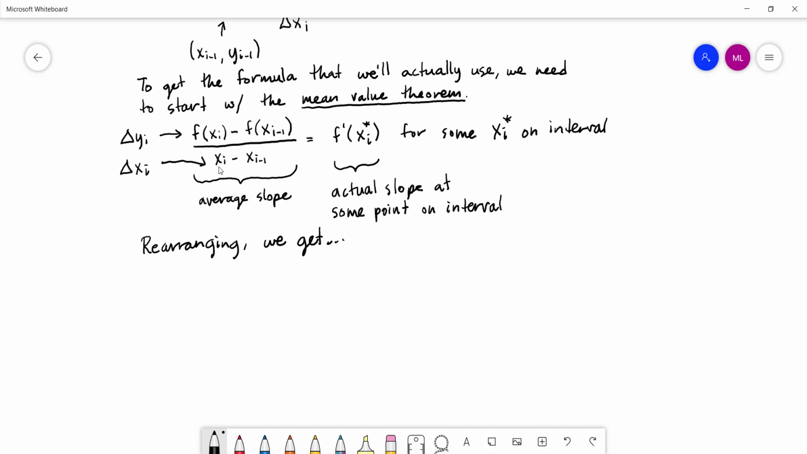we get the following. I'm going to multiply both sides by this delta xi. So on the left, we'll just have that delta yi. That'll be what's left. And it's going to be equal to f prime of xi star, some point on that interval, times the delta xi. So all I've done is take this formula right here, where I've swapped in for the numerator and the denominator something shorter to write, delta yi and delta xi. And then I took both sides of this and multiplied by delta xi. And that gives me this expression right here.